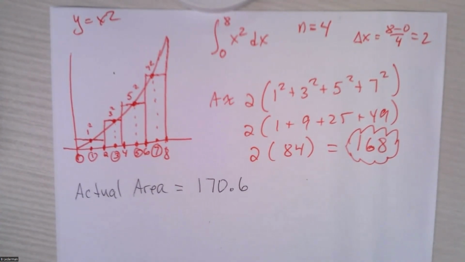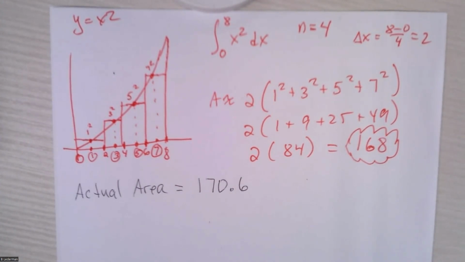Now how can we make this more accurate? We can make it more accurate by making more rectangles. If we make more rectangles and the rectangles are thinner, they're going to grip the curve and hug the curve closer. There'll be less of that white, less of that overage and underage. So why don't we do that?